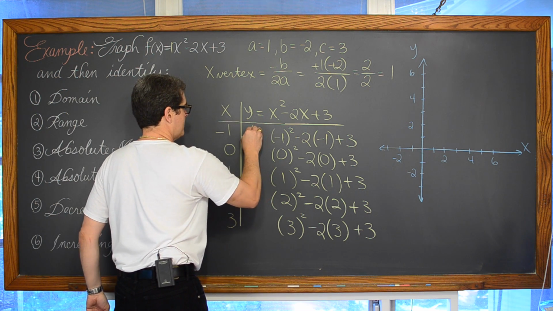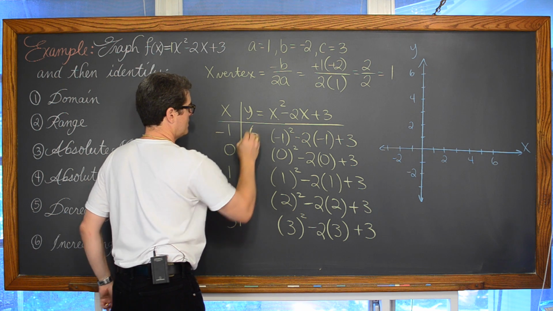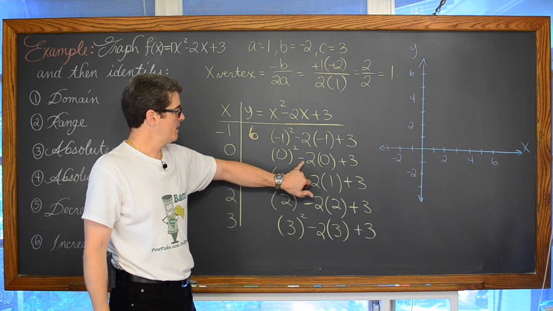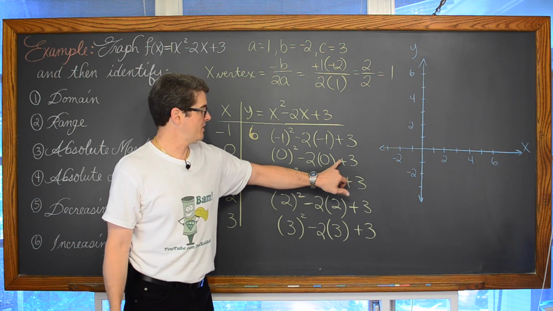Now, doing the same thing with our value of 0: 0 times 0 is 0, -2 times 0 is 0, and we're just left with 3.